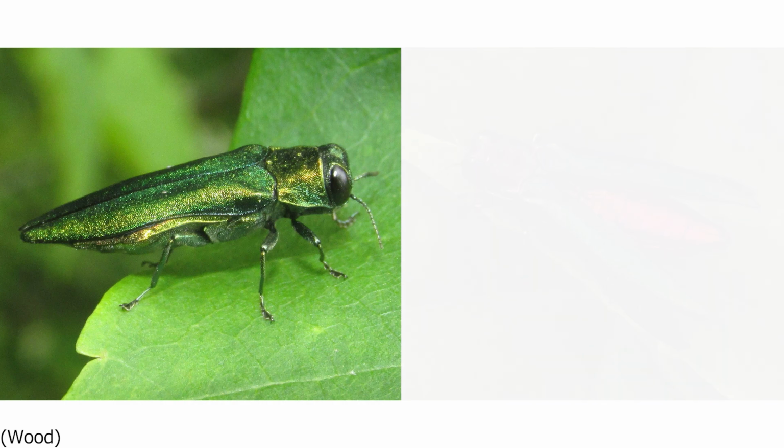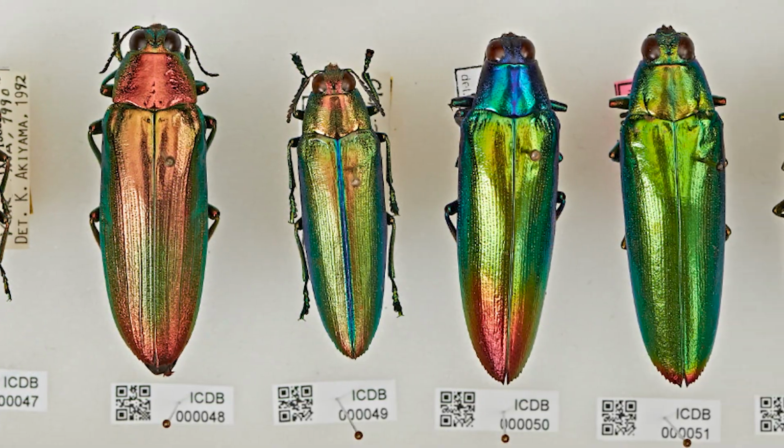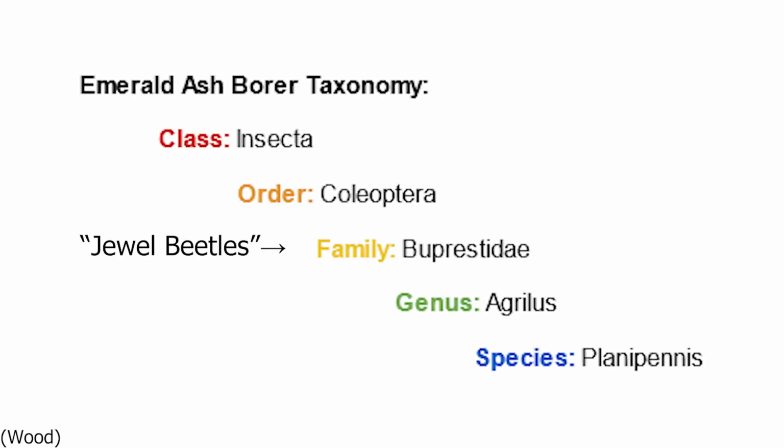To start, let's talk a little bit more about the insect itself. Adult emerald ash borers are primarily green, with red or purple coloration of the abdomen beneath their elytra, all of which shows off that beautiful iridescence that is typical of the Buprestidae family. All Buprestids, or jewel beetles, are wood borers.